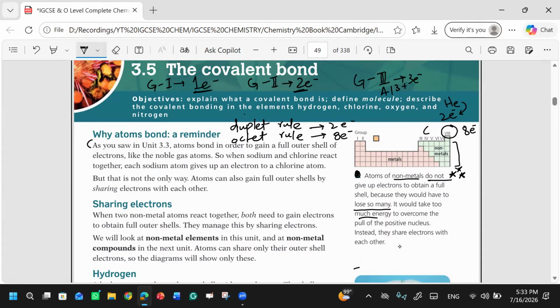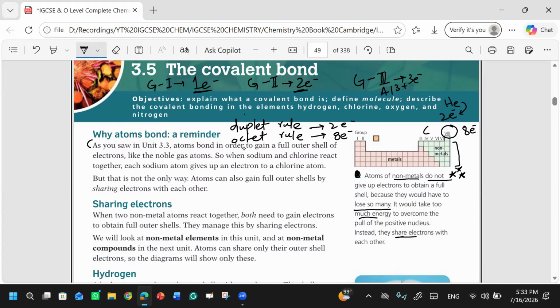If any non-metal, just like chlorine, has to lose 7 electrons, then obviously you need so much energy to lose 7 electrons, right? So that's why they don't prefer to lose. What do they prefer? They prefer sharing. What is the preference for non-metals? They prefer to share electrons. Clear?